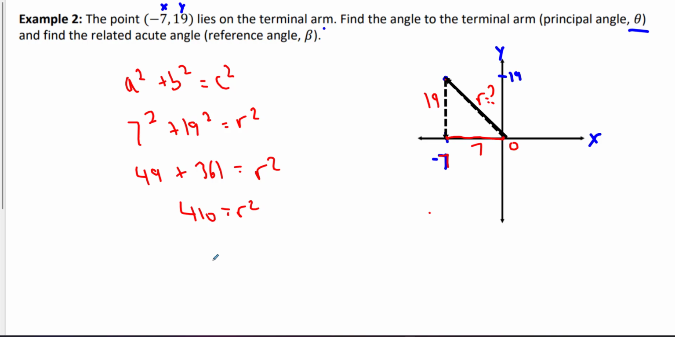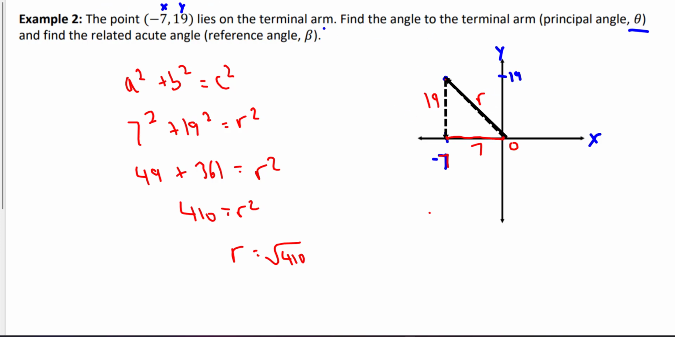And then we just have to take the square root of that. And that's going to be 20 point something. Actually, sorry, no, we keep it in exact form. So it's just going to be square root of 410. So radius is just square root of 410.